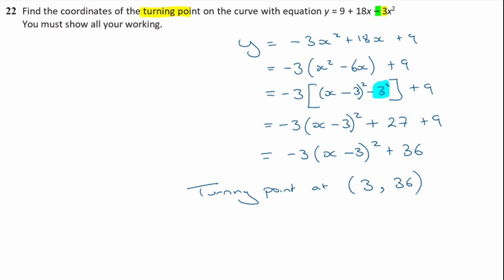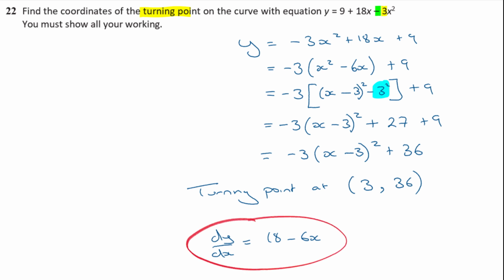Now, if you're a further mathematician, you're doing further maths GCSE, you could do this by differentiation. You could just find dy by dx and say that that is 18 minus 6x, and then put dy by dx equal to 0 and find x that way. That would be a whole lot easier actually than doing it by completing the square. But that's only if you're doing further maths. I wouldn't recommend learning all this just to make this question easier for yourself. But if you happen to be doing further maths and you happen to know what all this is, then you could try that way instead and make your life a little bit easier.